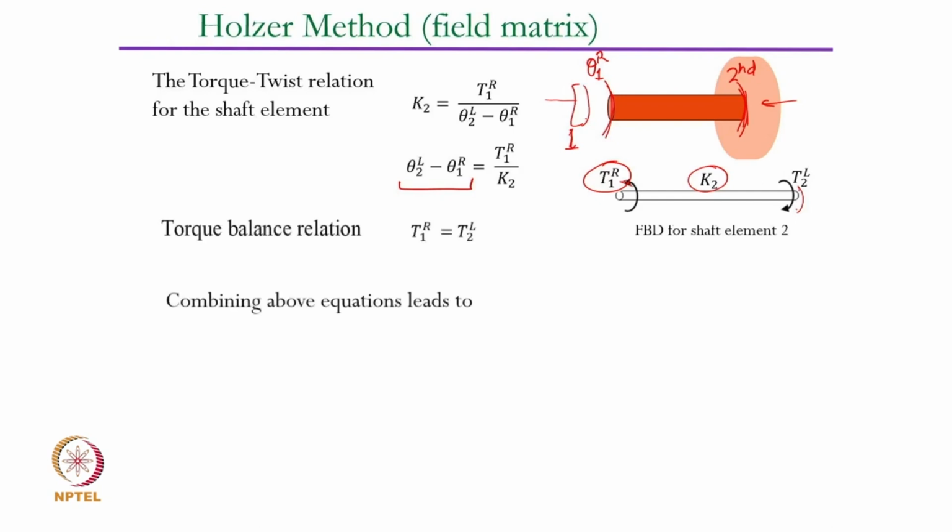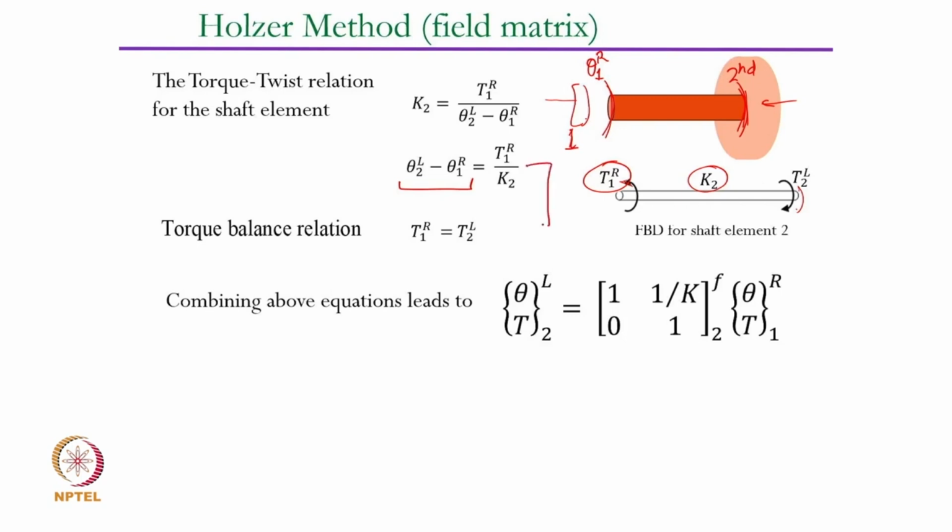So as we said, T1R is equal to T2L, and now these two equations together will lead to this equation. Obviously T2L is equal to T1R, and theta 2L minus theta 1R, this left hand side, is equal to 1 by K times T1R, and that's how you get this particular matrix equation.